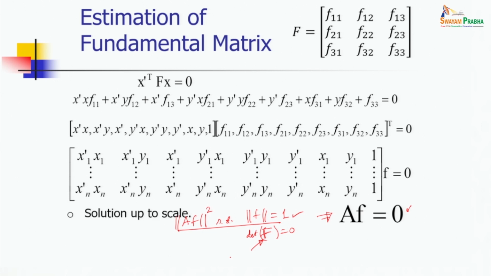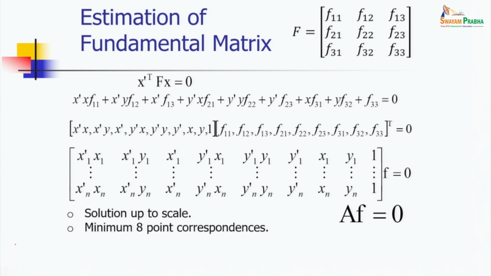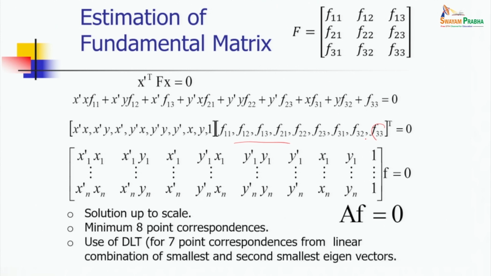So that is one problem. You can get a solution up to scale, and there are minimum 8-point correspondences, because like before, you can always express all other elements with respect to this f33 and solve it. So this is the minimum 8-point correspondences, but still you are not ensuring that the determinant of f is 0. And so for 7-point correspondences, it is from a linear combination of the smallest and second smallest eigenvectors.